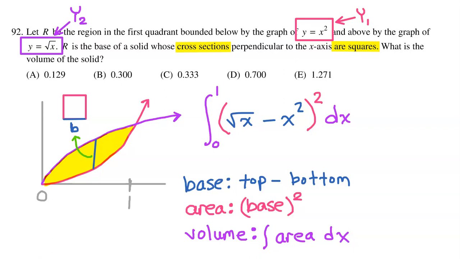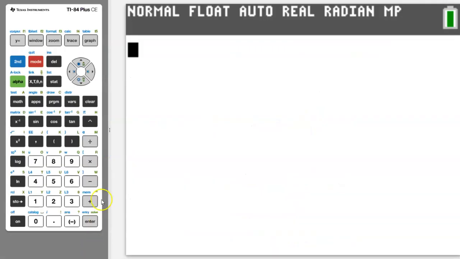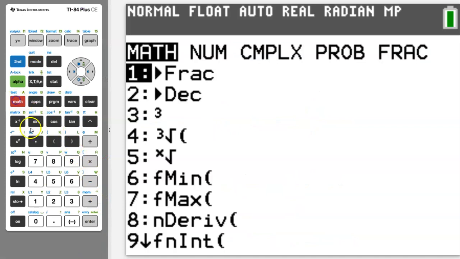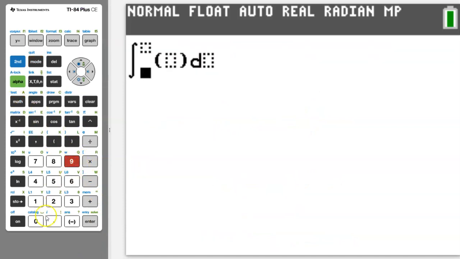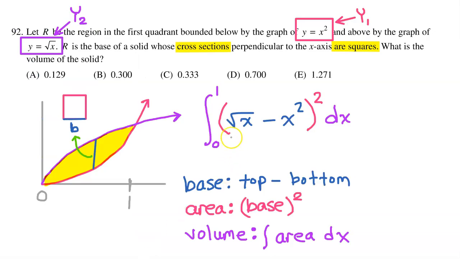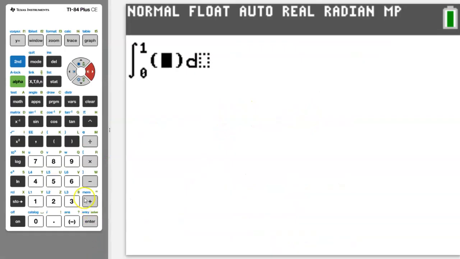So let's type this expression into the calculator. We are integrating from 0 to 1. So we will start by hitting Math 9 and 0 to 1. Next we are squaring all of this. So we are going to need a parenthesis other than the one that you already see.